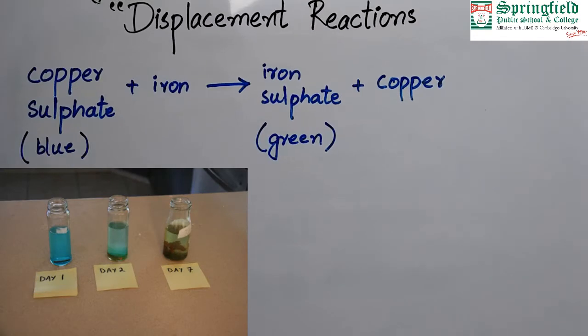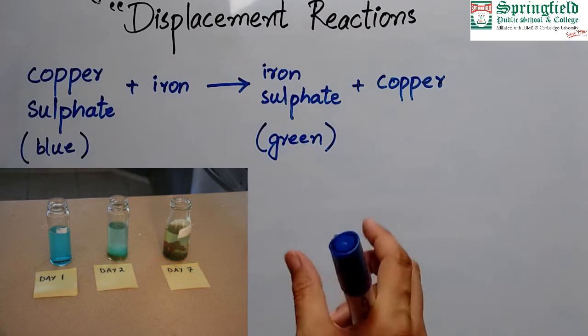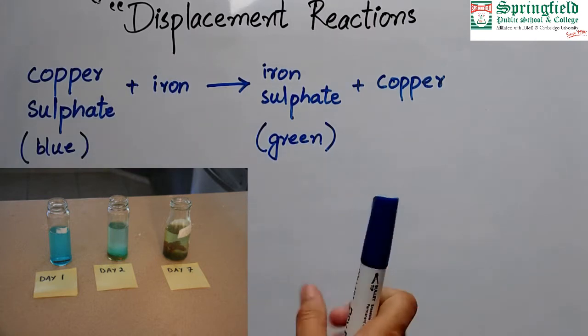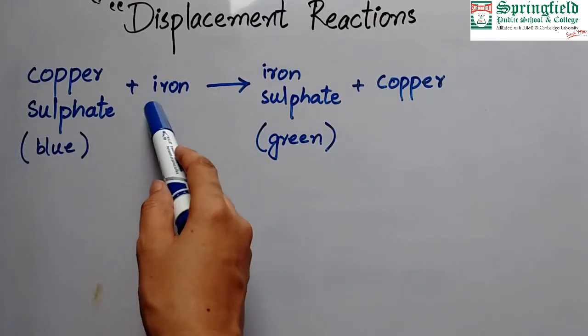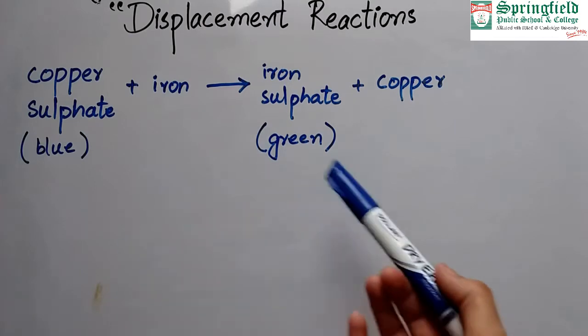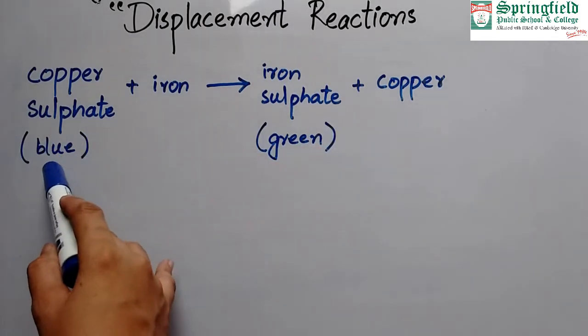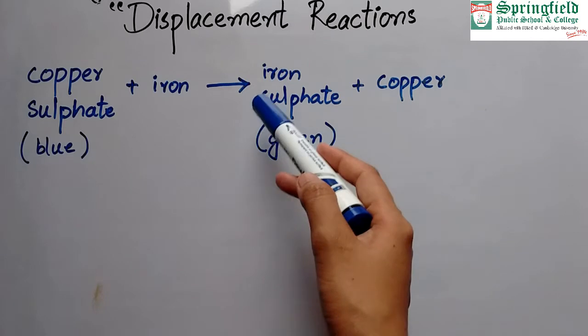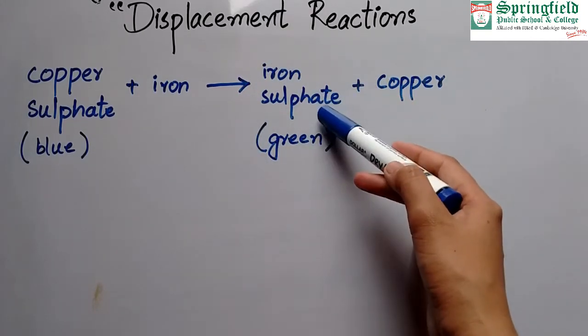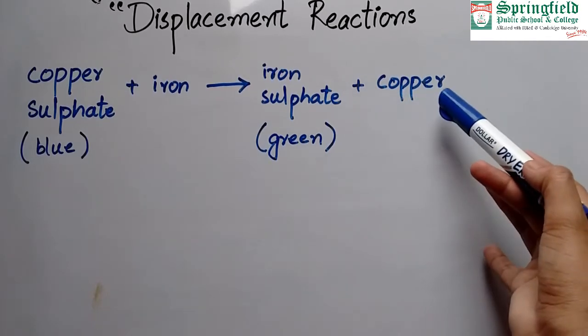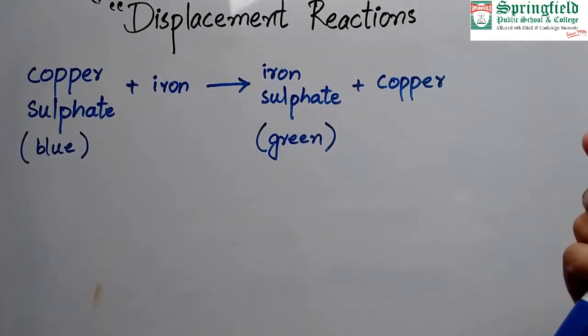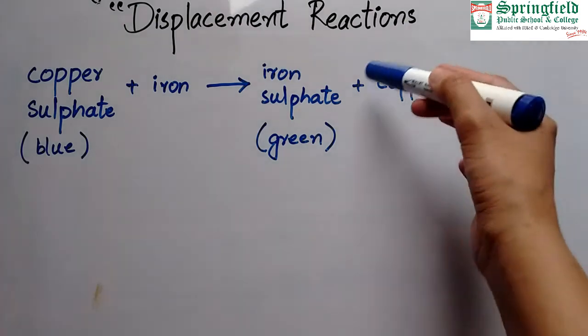Let's see the application of the reactivity series. For that purpose, let's take an example. If we take copper sulfate in a beaker, it's a solution of copper sulfate which is blue in color, and we put some iron nails inside it. Then after some time, what will happen? The blue solution will turn green because now in the solution there is iron sulfate, and the nails will get a reddish brown color, a deposition of metal which will be copper.